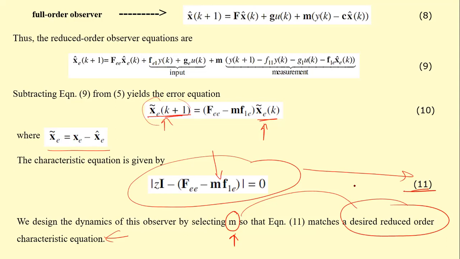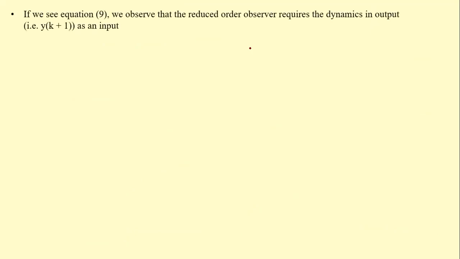Okay. Now there is one thing which you have to observe. If you see equation number 9, in this equation we have the state dynamics of the unmeasured states, which depends upon the dynamics of the output, right? Practically, it is very difficult to have this kind of situation, wherein we have dynamics in the output also.